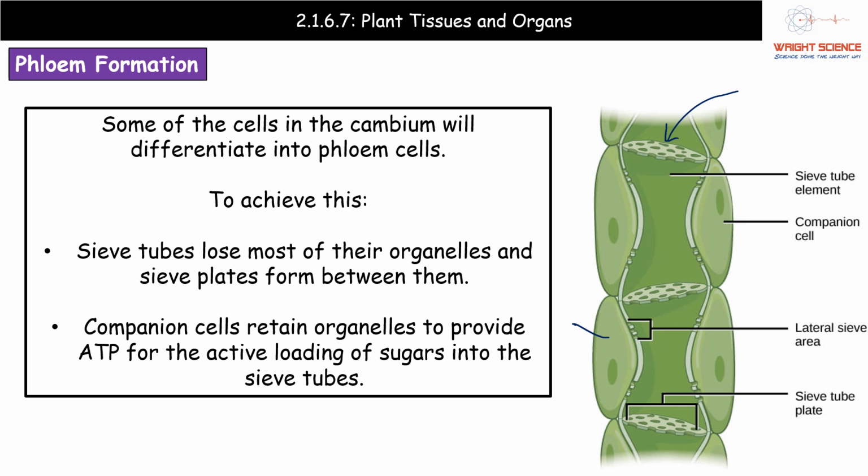So when we're thinking about our phloem, we've got two types of cell that we're making. Sieve tube elements lose most of their organelles and form those sieve plates between them, and the companion cells retain their organelles so that we can then generate the ATP necessary for the active loading of the sugars into the sieve tubes during the process of translocation. And you're going to find out more about that process in one of our later videos in module 3 that has a look at how the plants are actually able to transport all these substances around them.